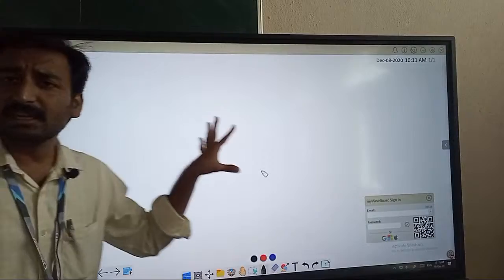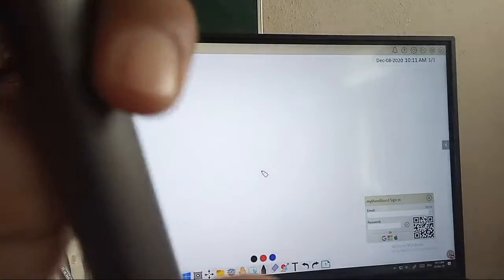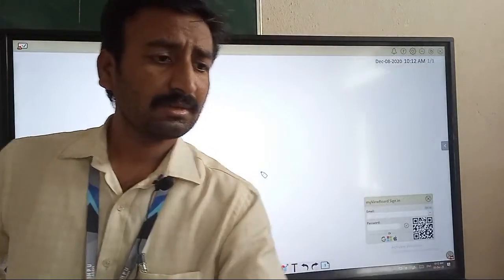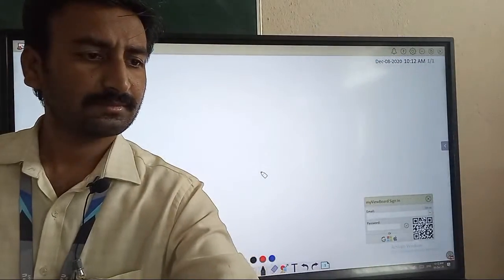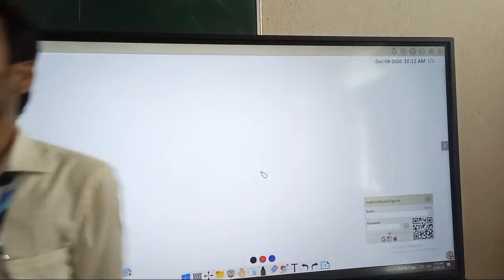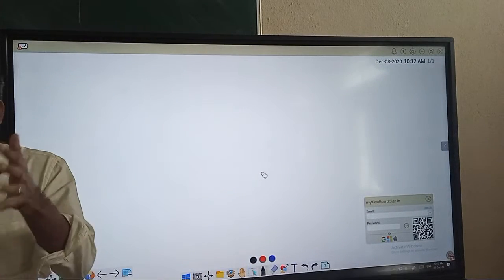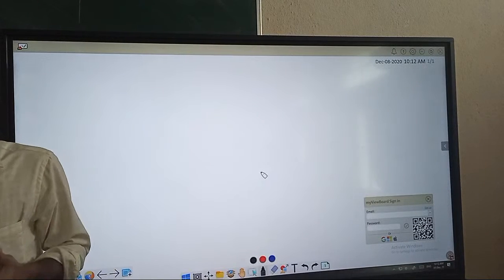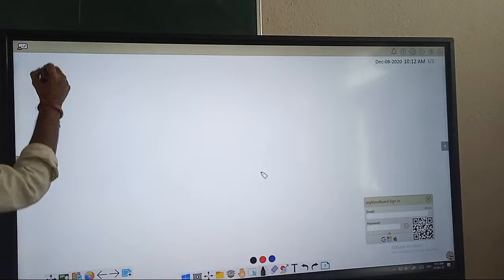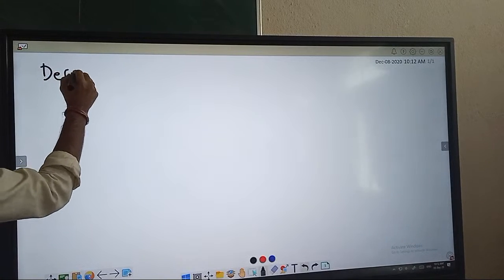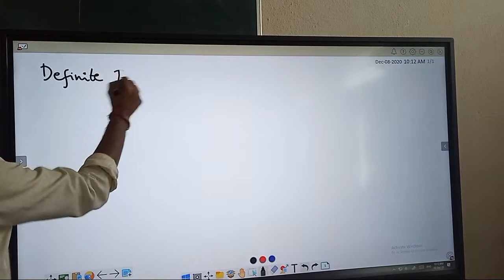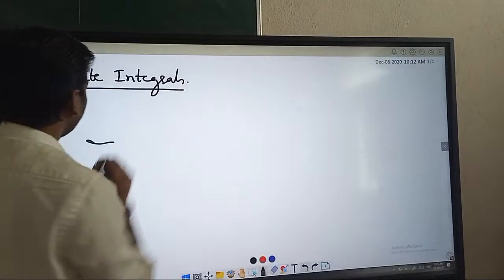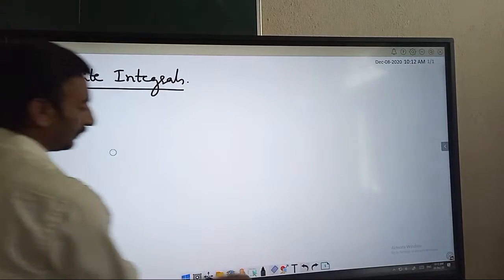See, when you study the definite integral, then there is no use of that. If we want an application of that part, we want a definite value or a fixed value for it. So here we are studying definite integrals, correct?